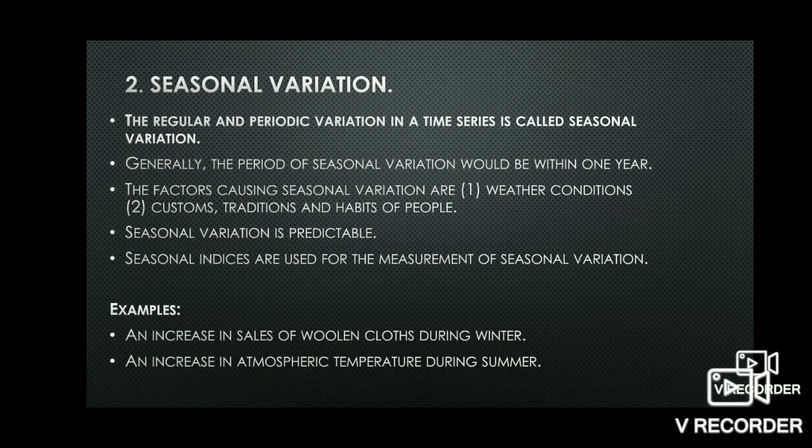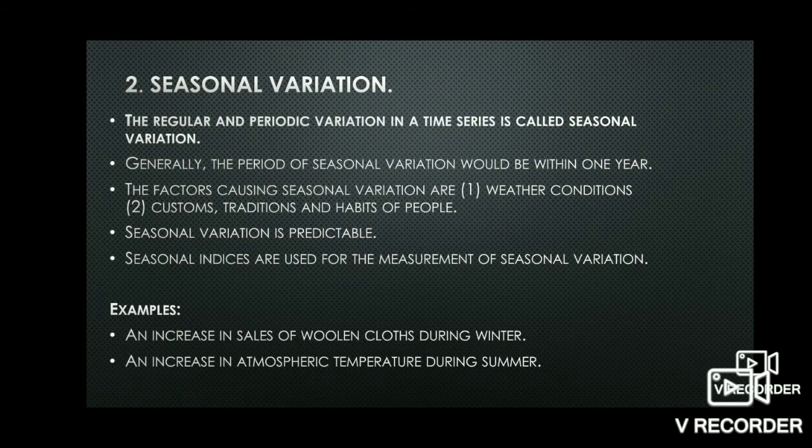So the next component is seasonal variation. The regular and periodic variation in a time series is called seasonal variation. Generally the period of seasonal variation would be within 1 year. The factors causing the seasonal variation are: the first factor is weather conditions, and the second factor is customs, tradition and habits of people. And seasonal variation is predictable. Seasonal indices are used for the measurement of seasonal variation.